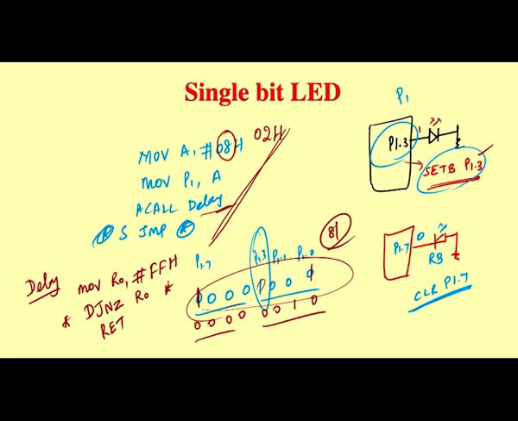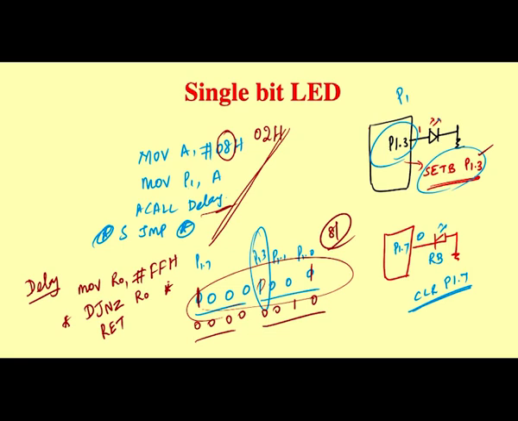Suppose the same thing is connected in reverse bias; then by giving the 0 value only, you can glow the LED, because this is reverse biased. Suppose you take it as P1.7, then you have to give CLR P1.7. By this instruction this LED will glow.